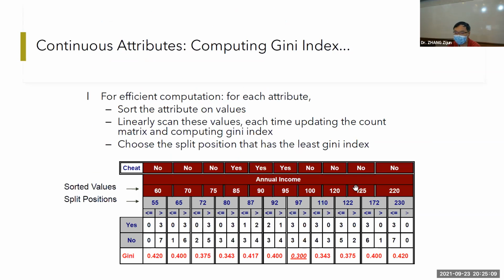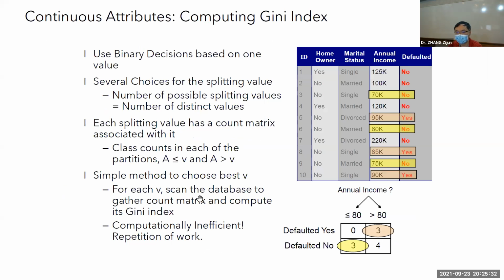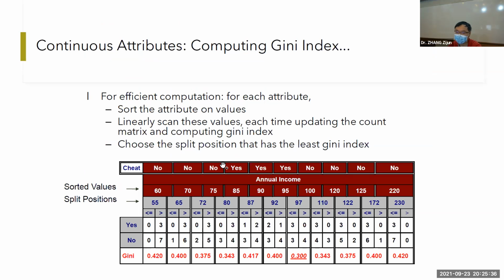Here we show the search process to find the best splitting value. For efficient computation for each attribute, we can adopt this kind of strategy to improve efficiency in determining the best value of V for splitting the continuous attribute into two parts.